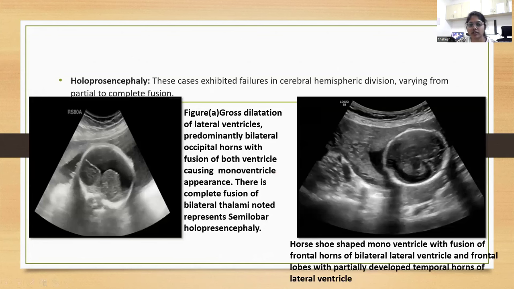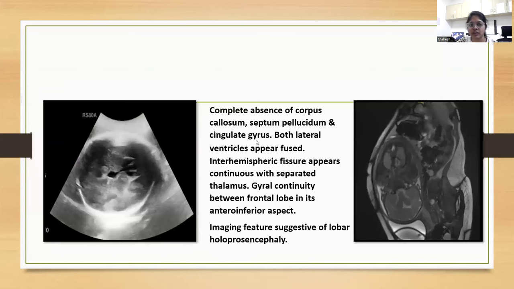In this holoprosencephaly image, USG is suggestive of gross dilatation of the lateral ventricle, predominantly the bilateral occipital horns, with fusion of both ventricles, suggesting monoventricle appearance. There is a complete fusion of the bilateral thalami, suggesting semilobar holoprosencephaly. In this image B of USG, a horseshoe-shaped monoventricle with fusion of the frontal horns of the bilateral lateral ventricles, frontal lobes with partially developed temporal horns, suggesting semilobar holoprosencephaly.